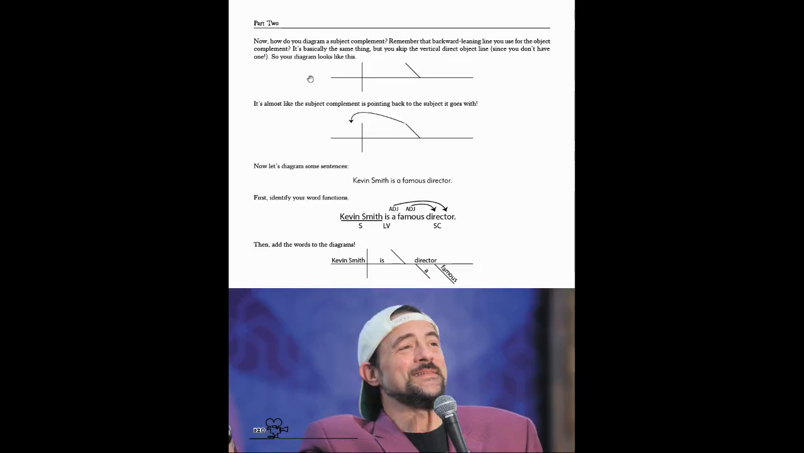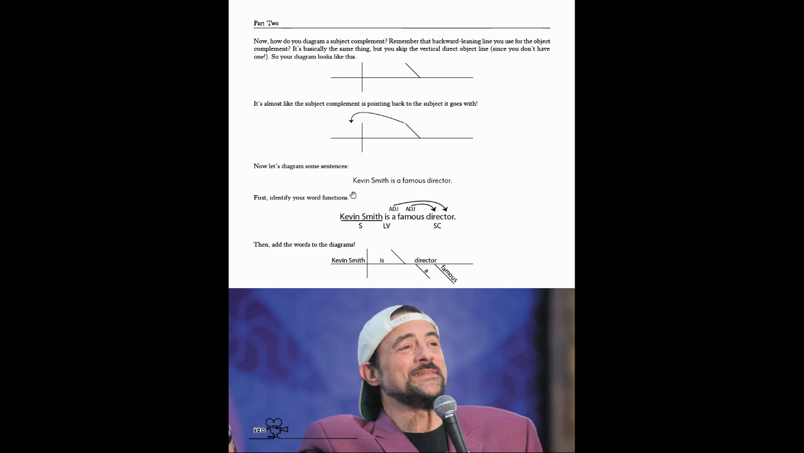And if you want to talk about the diagram, we're doing the same thing, right? With this horizontal line, vertical division between subject and verb. But instead of a straight up and down line like you have for the direct object, the subject complement line is a backward slant. So remember, it kind of looks like it's pointing back to the subject, just like in the previous one, the object complement looked like it was pointing back to the direct object. So in this case, you've got this backwards leaning line. It's leaning back. It's not leaning forward. It's leaning backward.